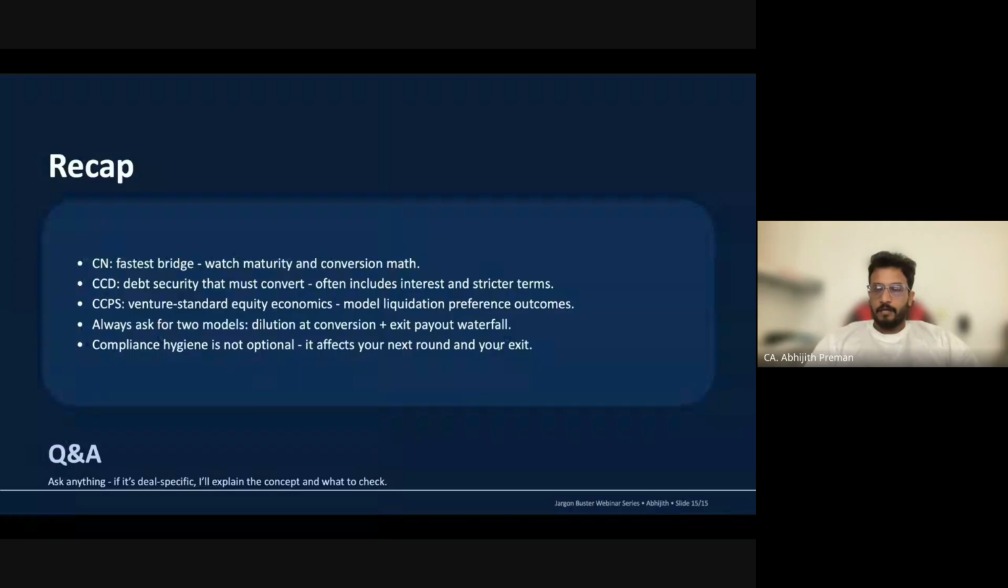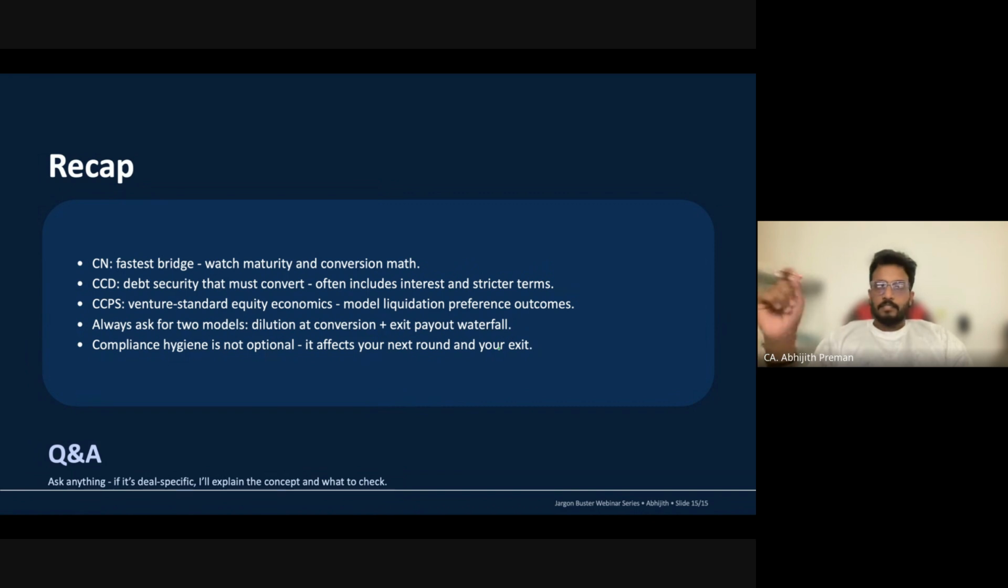What I have told already, you should be modeling how your equity is going to be distributed to the investor. What is the dilution going to be? Always ask for two models: dilution at conversion plus exit payout waterfall. So how is the exit payout going to work? What is the dilution at conversion? These two models you'll have to always ask.